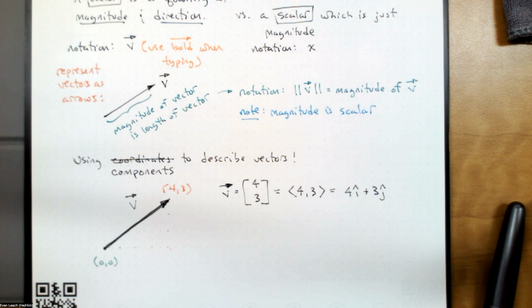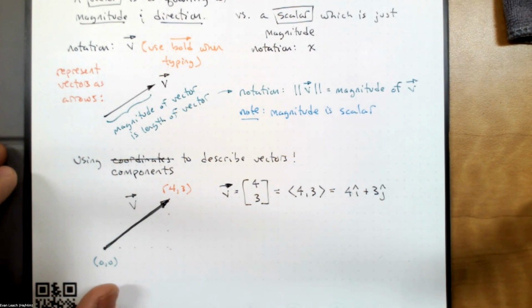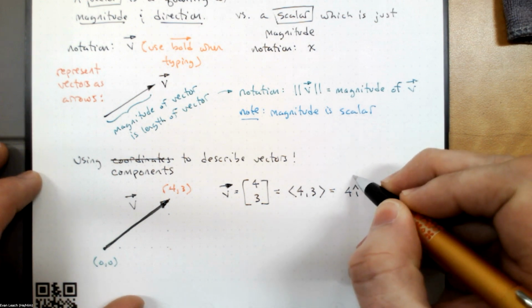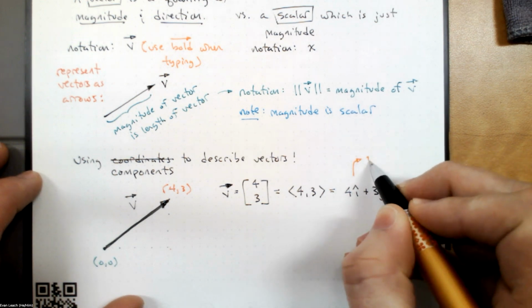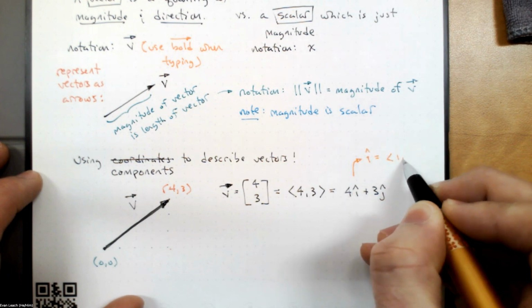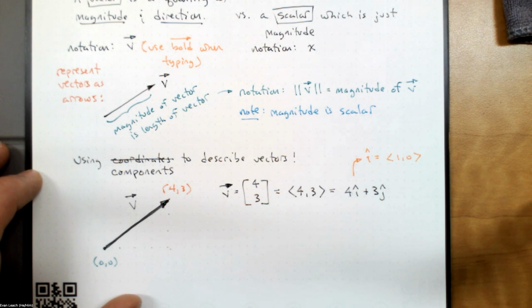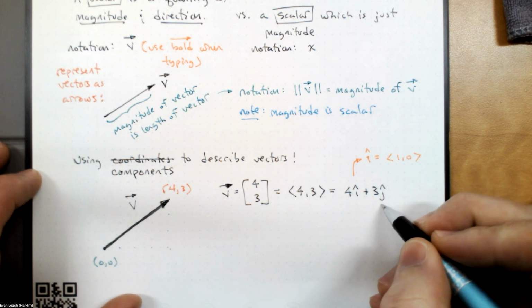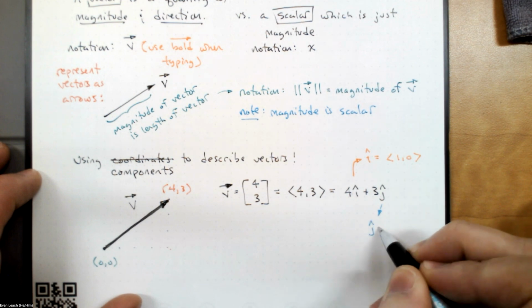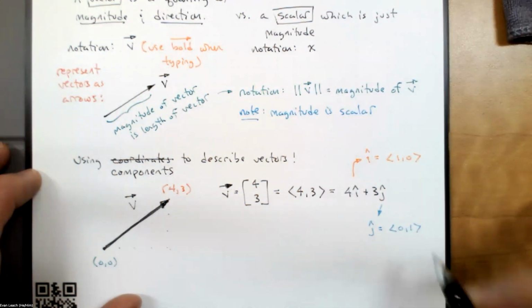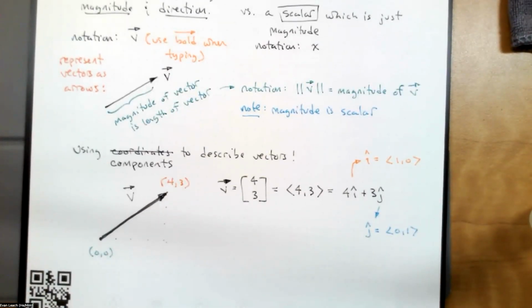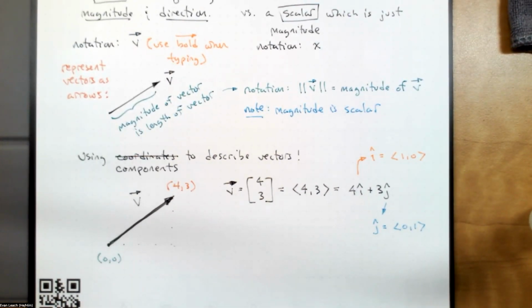Yes, the i and j are specific vectors. And this one is kind of the advanced version, because this one is actually a linear combination of basis vectors. i is the vector 1, 0, and j is the vector 0, 1. That's bad grammar. i is the vector 1, 0, and j is the vector 0, 1.